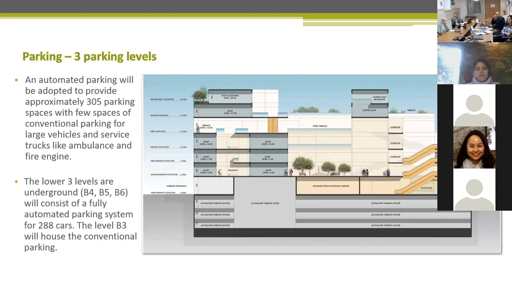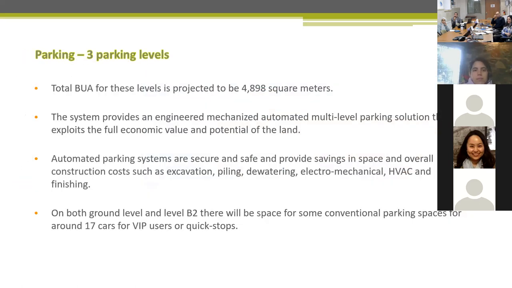So here's a section that shows the lower parking areas underground B4, B5 and B6, which will consist of a fully automated parking system. And the built-up area for these levels is 4,898 square meters, and the system provides an engineered, mechanized, automated multi-level parking solution that exploits the full economic value and potential of the land.